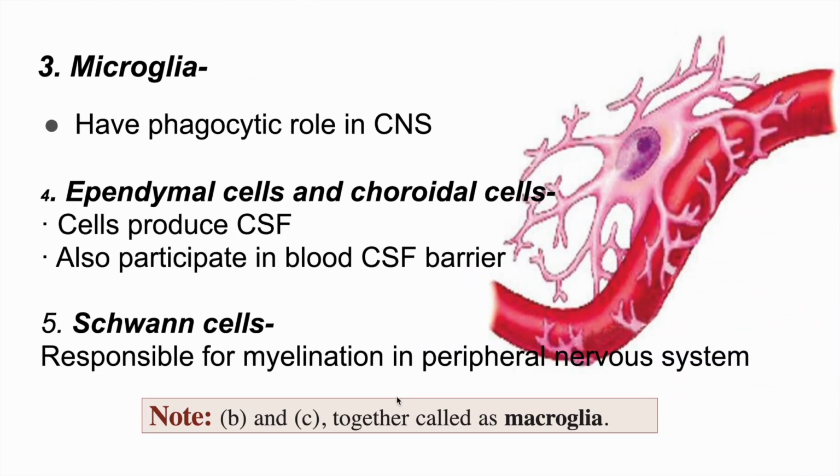The microglia are phagocytic in nature in the CNS, the central nervous system. Ependymal cells and choroidal cells produce the CSF and also participate in the blood-CSF barrier. Schwann cells are responsible for myelination in the peripheral nervous system. Both A and B are together called microglia, so this is not important for you.